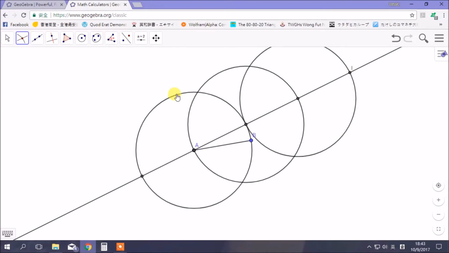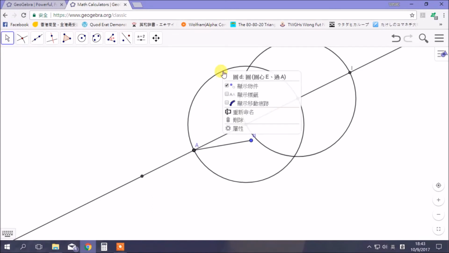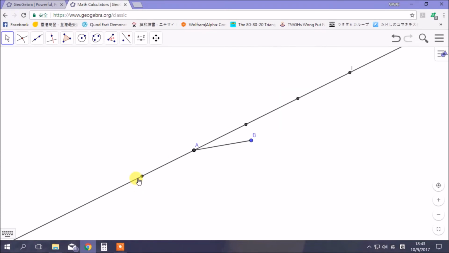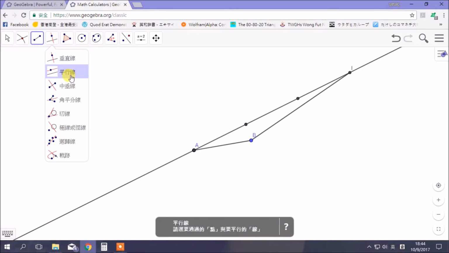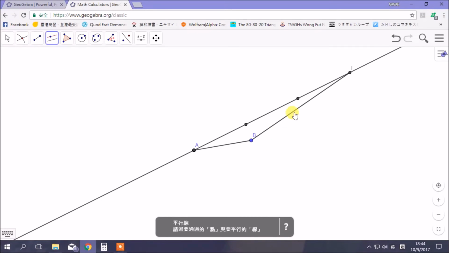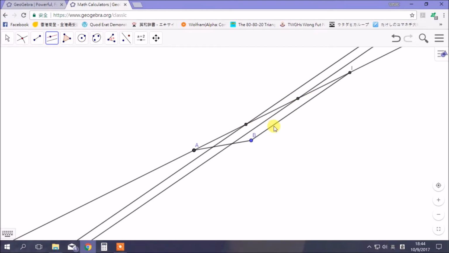Then I will try to hide some circles to let you see clearly. For example, I hide this one, this one, this one, and also the original one. Then you can see these 3 points here. Then the next is that we draw a line from I to B to make line IB. And also we use the parallel line tools, which you can replace by using compasses and straight edge, to make a parallel line from the 2 new points here, compared with the line AB. They have 1 and 2 like this.